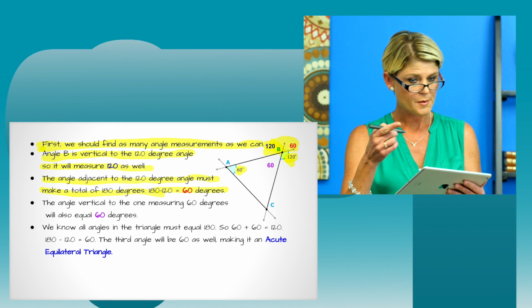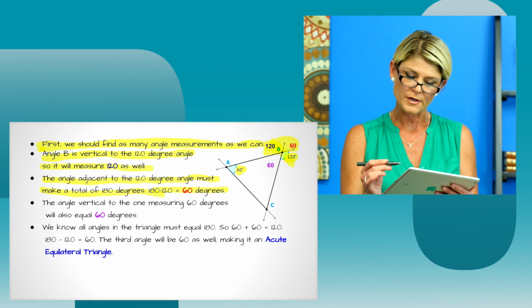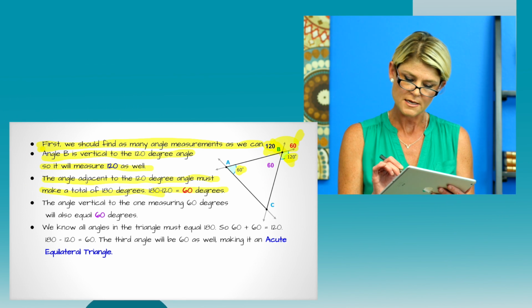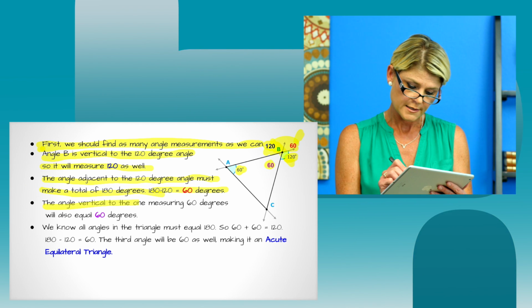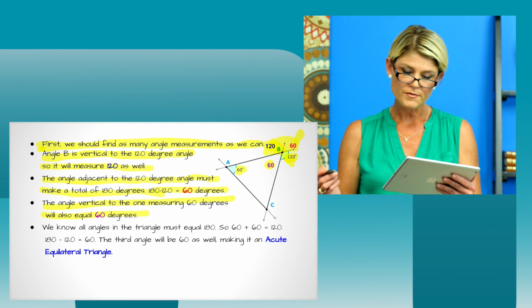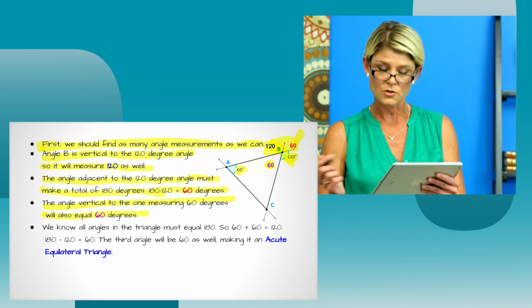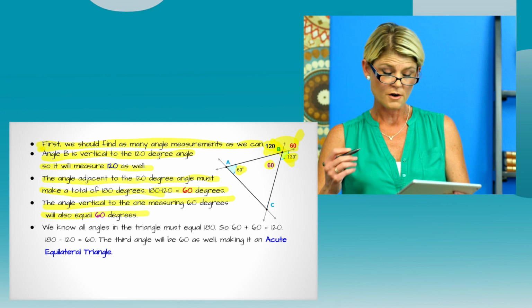Okay, now keep in mind what you learned about vertical angles. If we know that this guy's 60, guess what? The diagonal opposite is going to be 60 degrees as well. So we've already come up with 1, 2, 3 angles just because we've remembered our vocabulary.